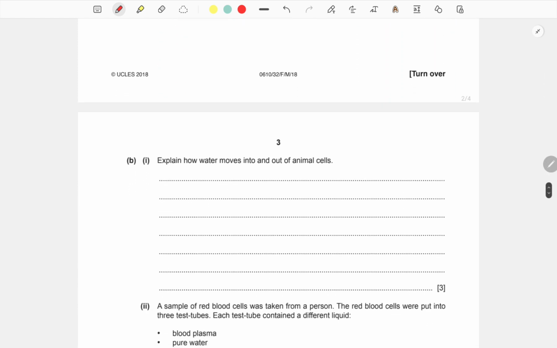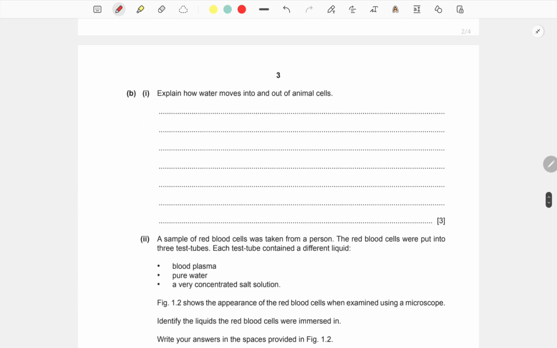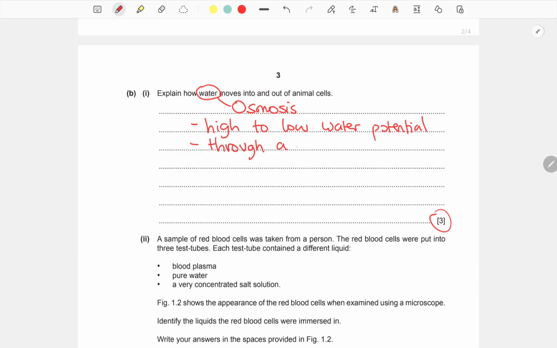And the next question is about how water moves in and out of cells. When you see the word water, immediately think of the process osmosis, which is the movement of water from high to low water potential. Again, I'm just jotting down key points here so that you know what you need to include for these 3 marks in a structured response. And you can mention how it has to be through a partially permeable membrane, which only lets certain particles through.